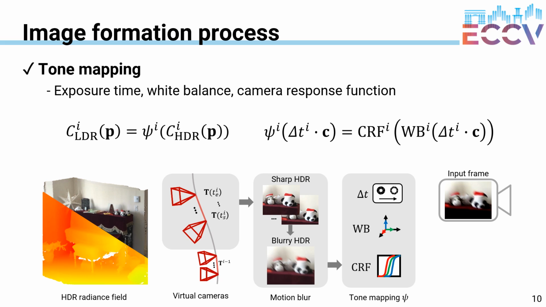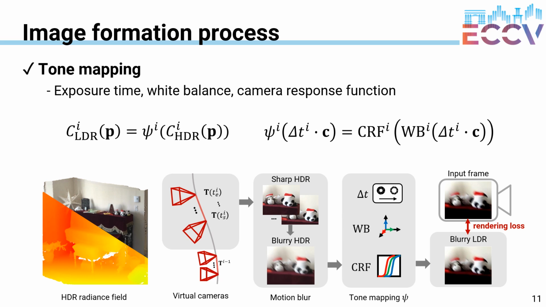Next, we simulate the tone mapping process. We optimize explicit variables, namely exposure time, white balance, and camera response function. The blurry HDR image is eventually converted into a blurry LDR image that simulates the image degradation in the input frame.